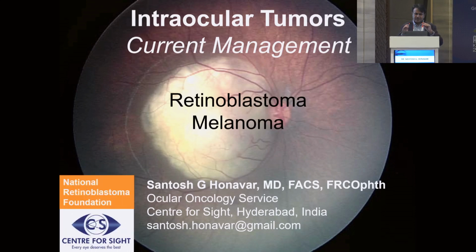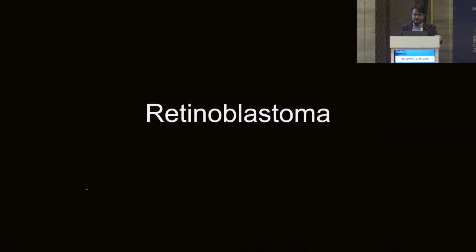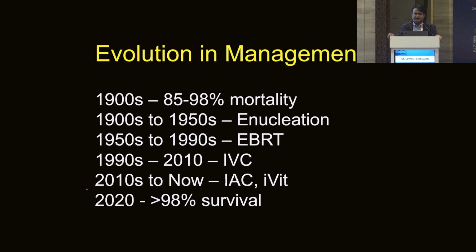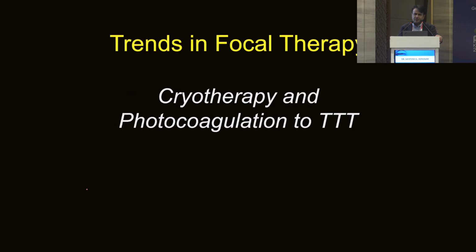So I'll cover only two intraocular tumors, which are the most common: retinoblastoma, which is the most common malignant intraocular tumor in children, and melanoma, which is the most common primary malignant intraocular tumor in adults. In retinoblastoma, we have had a total turnaround from about 98% mortality just about 122 years ago. Now we have more than 98% survival. That kind of revolution has not happened in any other malignancy except retinoblastoma.